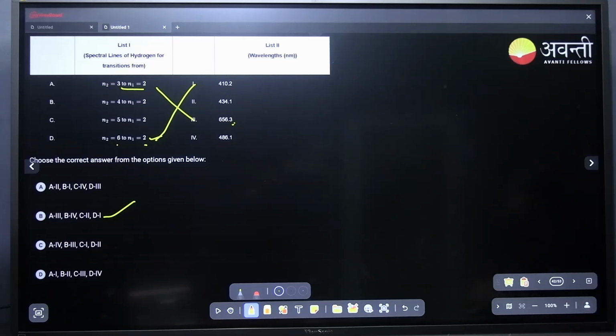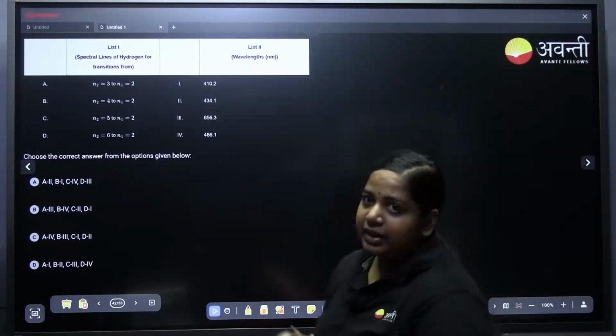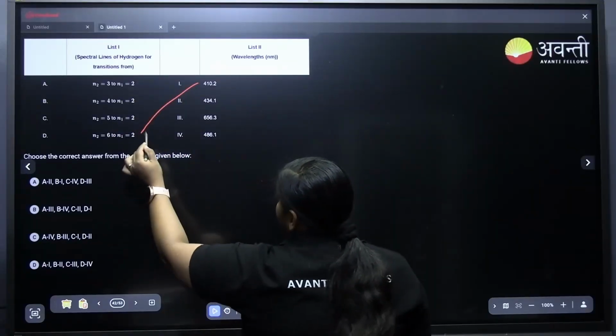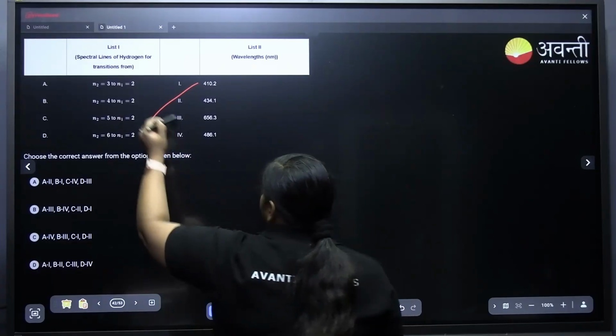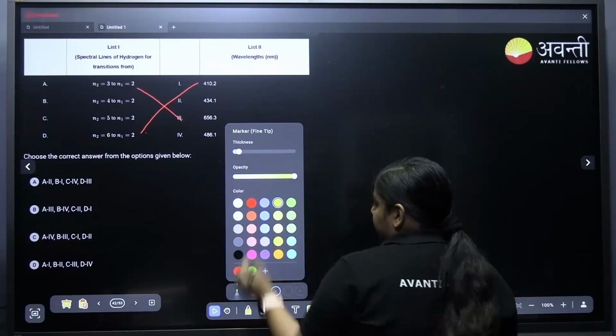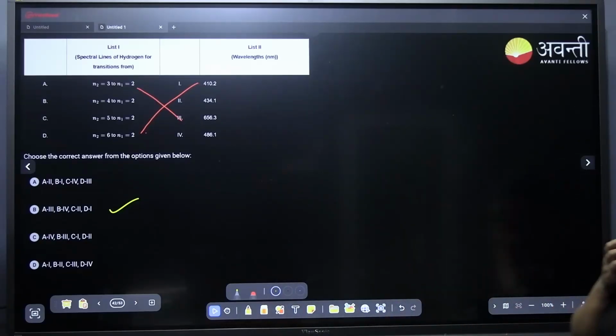Is it clear for you guys? Okay, so I hope you guys understood this. We are connecting minimum wavelength to maximum energy and maximum wavelength to minimum energy. Okay, in that way we are connecting and we are getting the answer. Option B. Okay. Can we move on to the next question? Okay, let's see.